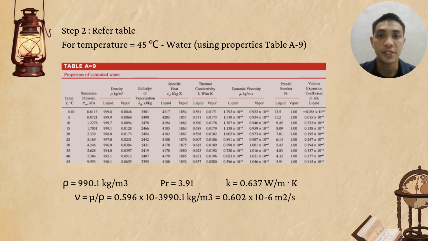After bringing out all the information, for step 2, we must refer to the table. Given two temperatures, water at 45 degrees and oil at 18 degrees. For water, we must use properties table A9 and pick liquid, because water is liquid. We must take the density, Prandtl number, thermal conductivity, and viscosity. For viscosity, we take the dynamic viscosity over the density, and we can get the viscosity. Below, it shows what we picked from table A9.